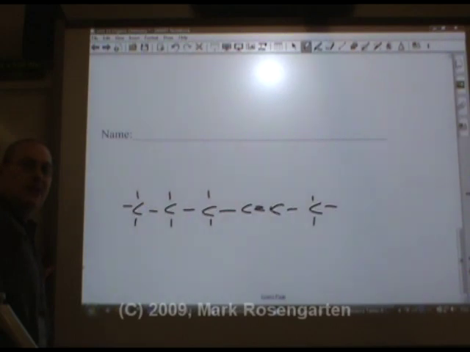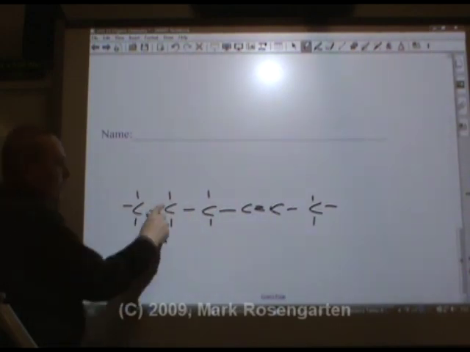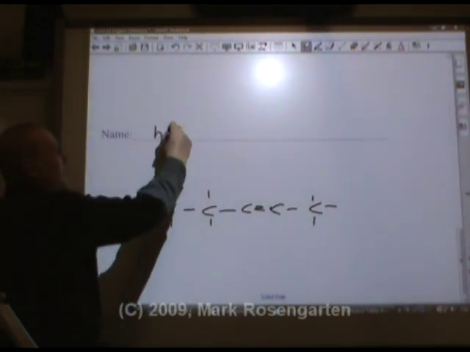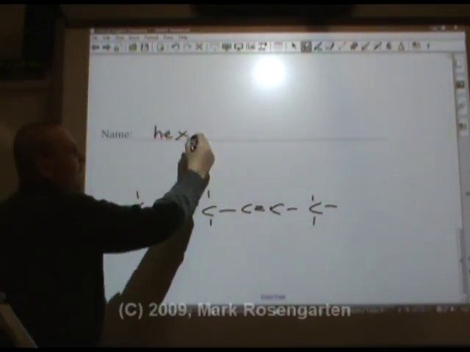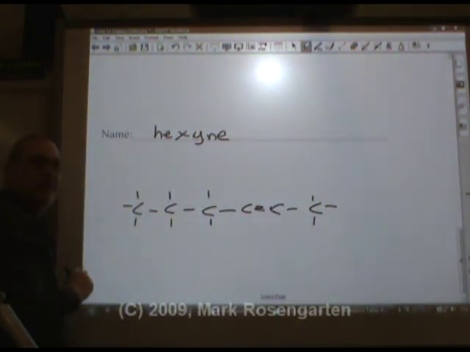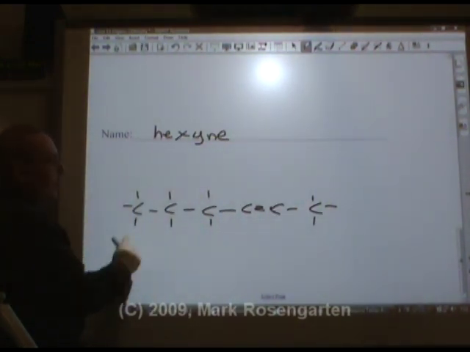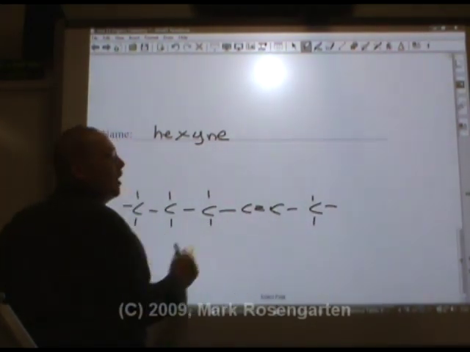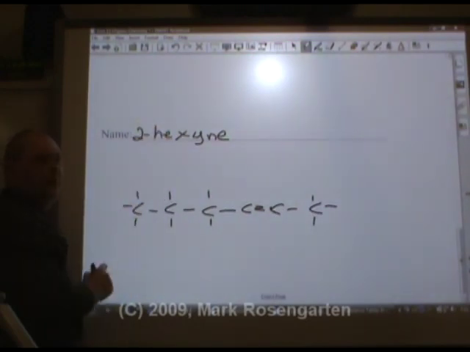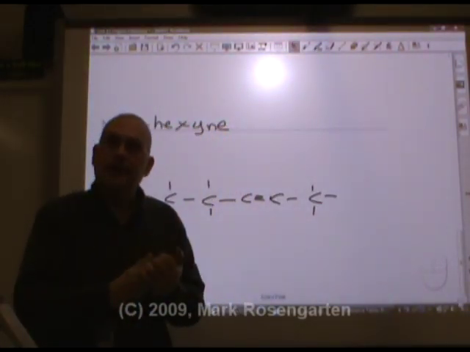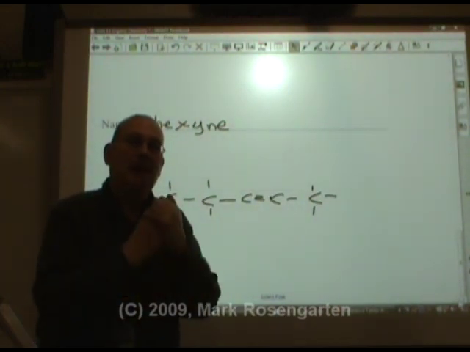What do we name this molecule? Here's how to name it. 1, 2, 3, 4, 5, 6 carbons. 6 carbons is hex. Triple bond, ine, for an alkyne. Now, how many carbons in from the end is that triple bond? Well, counting from this side, it would be 4 carbons in. Counting from this side, it's 2 carbons in. We always go with the lower number. Always, always, always. And that's how you write formulas for and name hydrocarbons.